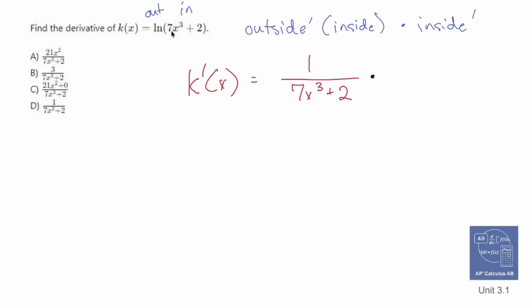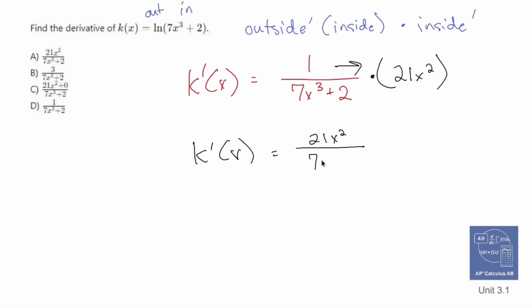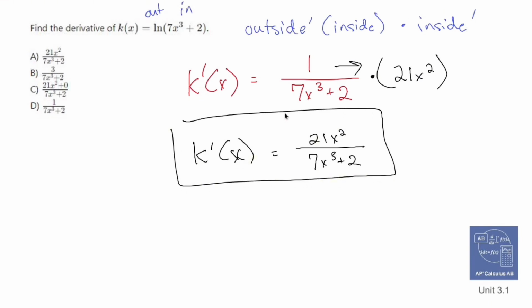The inside was 7x cubed, so let's turn that into 21x squared. The derivative of plus 2 is nothing, so you have that. So basically, one more step involves me just saying, all right, well, 1 times 21x squared is going to be 21x squared over 7x cubed plus 2. And that's what k prime of x is going to be. And that would be answer A. All right? So, yeah, chain rule.